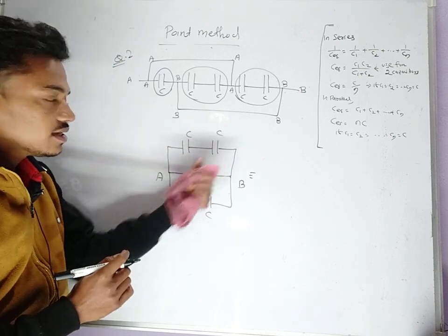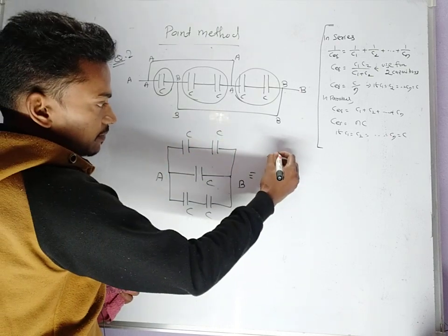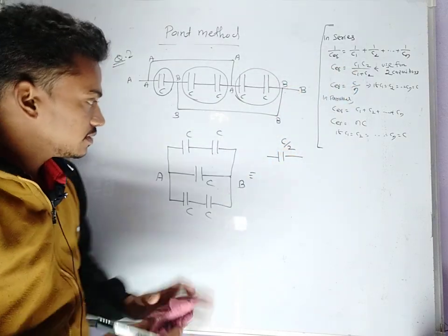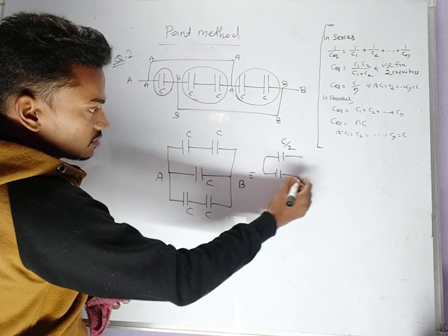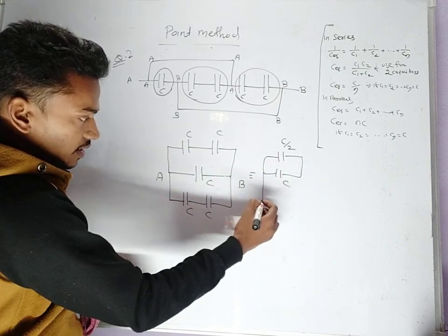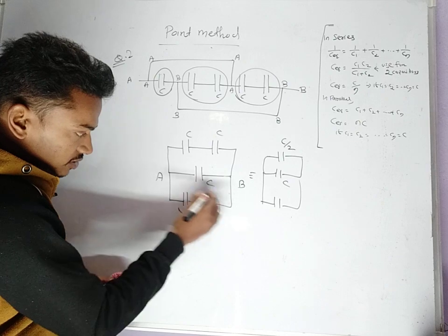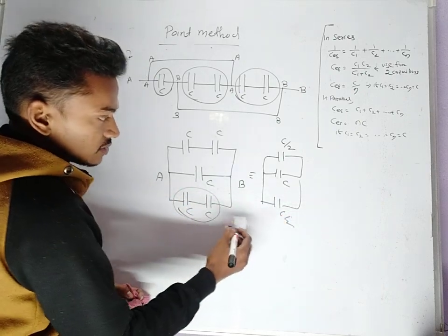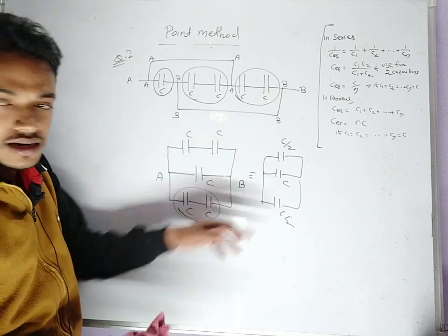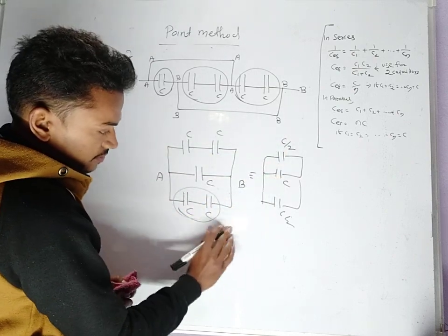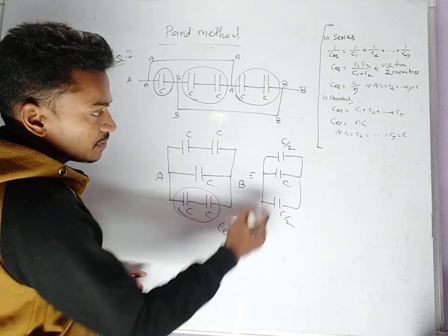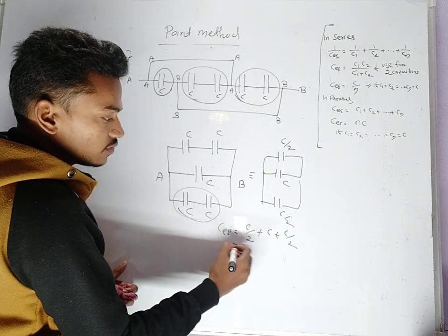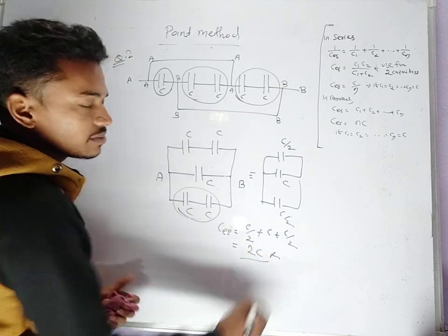See, these two are in series. So its equivalent will be C by 2, using the C by N formula. The equivalent capacitance of these two series capacitors will be C by 2. So all three are in parallel, so you can find C equivalent simply by adding the capacitances: C by 2 plus C by 2 plus C, that is 2C. 2C will be the answer.